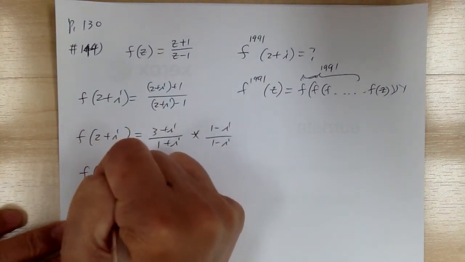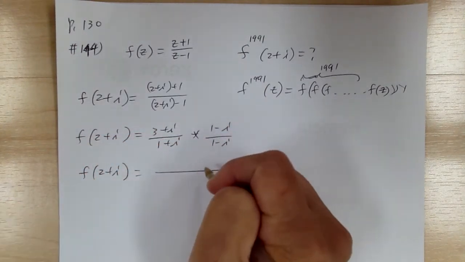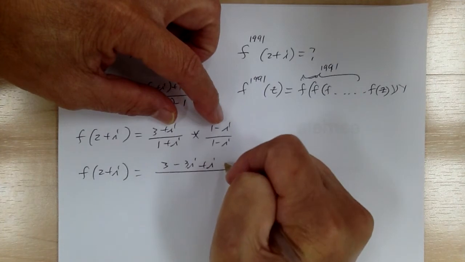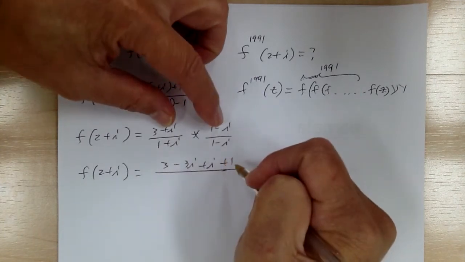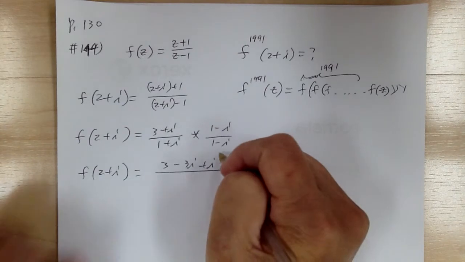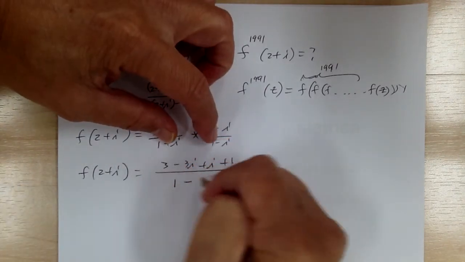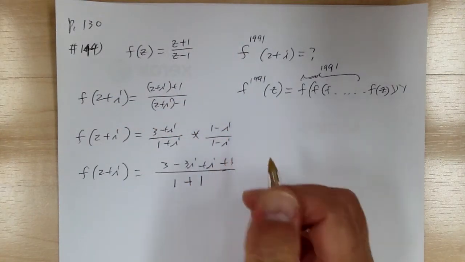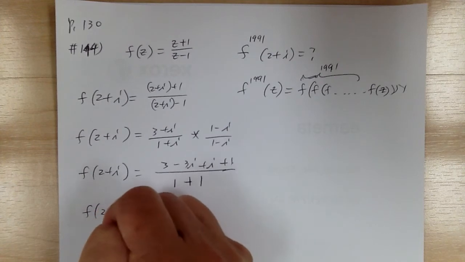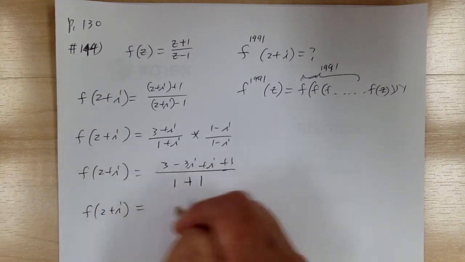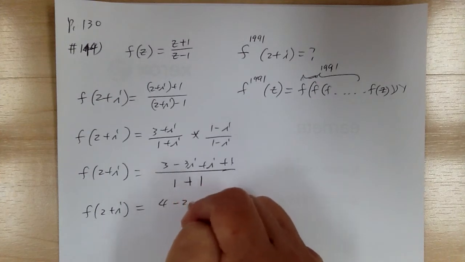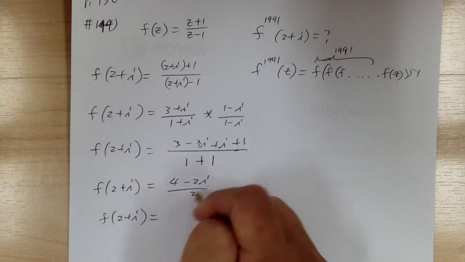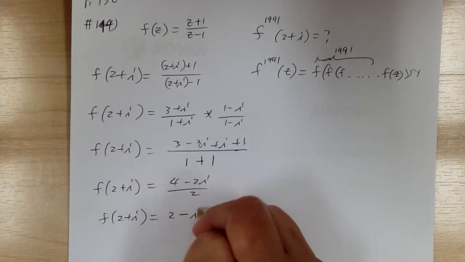So f of 2 plus i will equal, it becomes 3 minus 3i plus i minus i squared, and minus i squared is plus 1, right? On the bottom, the conjugate will be 1 minus i squared, which is negative 1, so this becomes plus 1. So the first order function will equal 4 minus 2i over 2. So the first layer will give you 2 minus i.